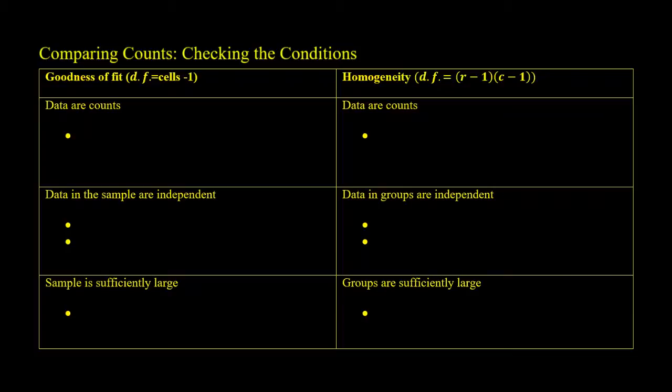Goodness of fit. We have degrees of freedom, which is the number of cells minus 1. Our first condition is that our data are counts. So we just check, is each cell a count? Data in the samples are independent. So an SRS or representative sample, as usual, and that we have less than 10% of the population.